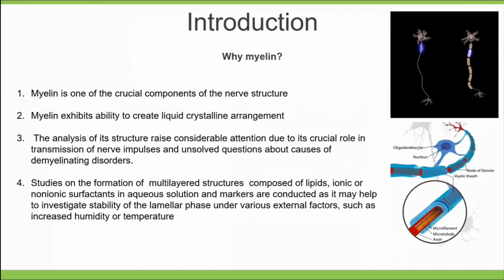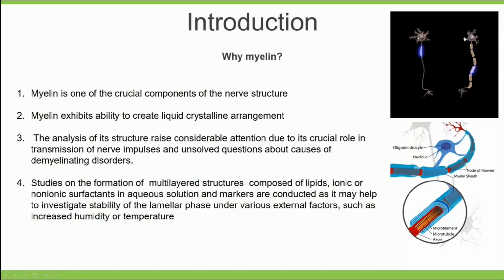For this purpose, we chose myelin. We wanted to dope the myelin structure with carbon nanodots to check their behavior in the biological structure. And why myelin? First of all, it's a crucial component of the nerve structure. It exhibits a liquid crystal arrangement, which was already introduced today by Małgosia. And the analysis of this structure raised attention because of its role in the transmission of nerve impulses.